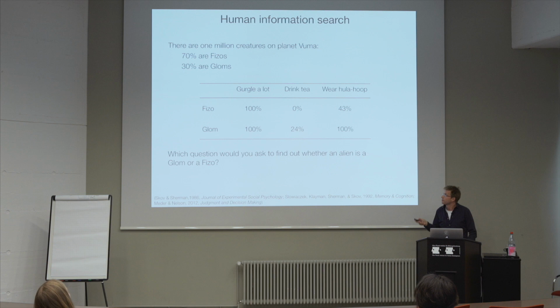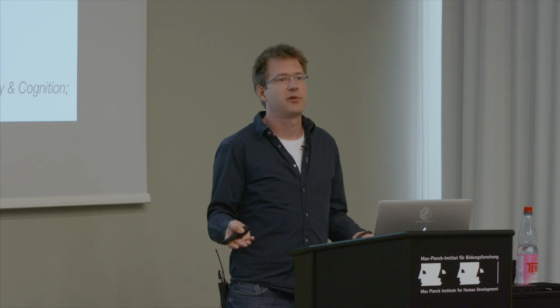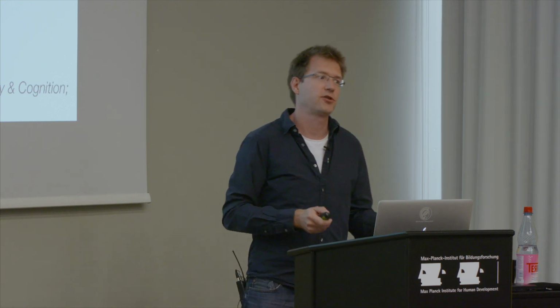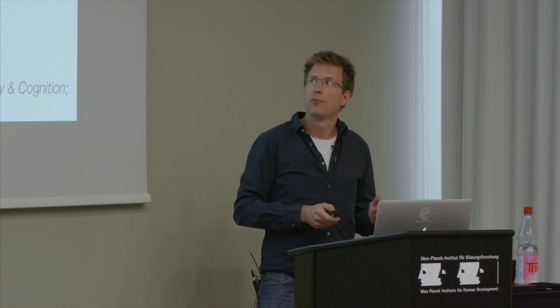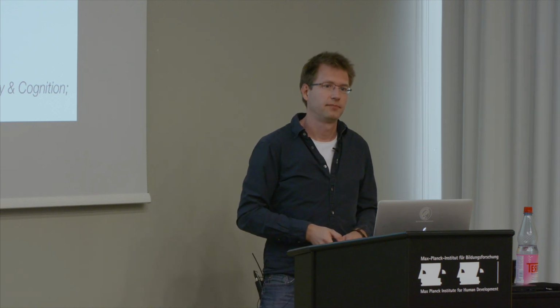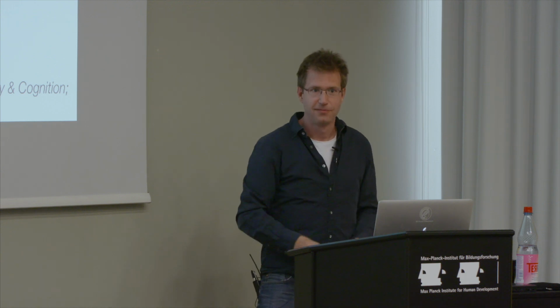And they differ in certain features, so all of them gurgle a lot, but then you have the features drink tea and hula hoop. None of the Bezos drinks tea, but 24% of the Gloms drink tea, and 43% of the Bezos wear a hula hoop, and all of the Gloms wear a hula hoop. And the question that was asked then to participants is, okay, if you can ask a single question and then need to decide whether the alien is a Bezo or a Glom, which question would you ask? So let me pose that question to you.